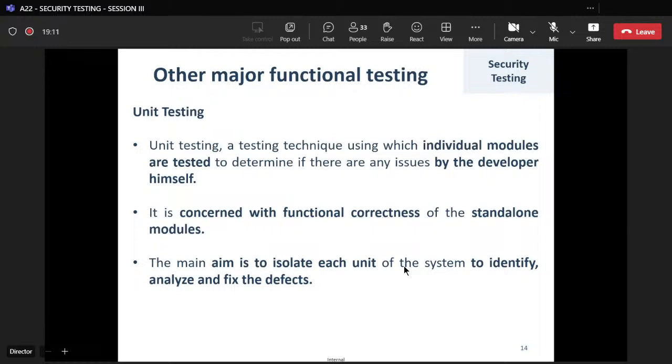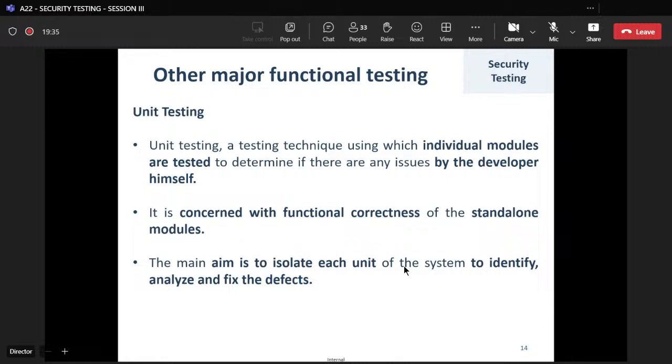Because sometimes when you integrate various modules, you may encounter a lot of defects. At that time, it will be very difficult and complex to identify which module is failing. You have to perform a lot of debugging activities to know where exactly the error is happening. Sometimes the error may happen in 4 or 5 modules, right? It will be very difficult for you to identify in a complex nature.